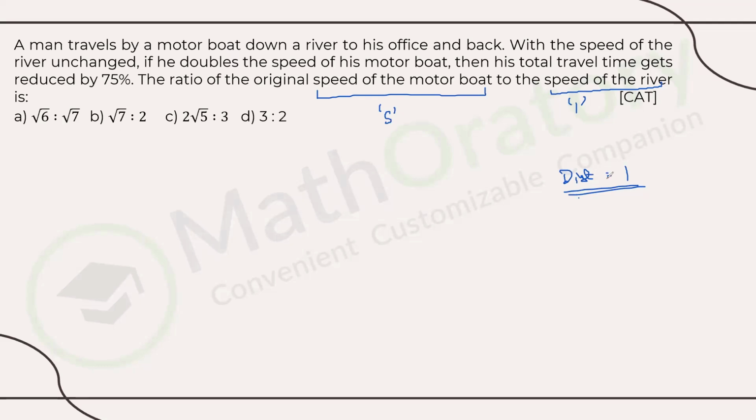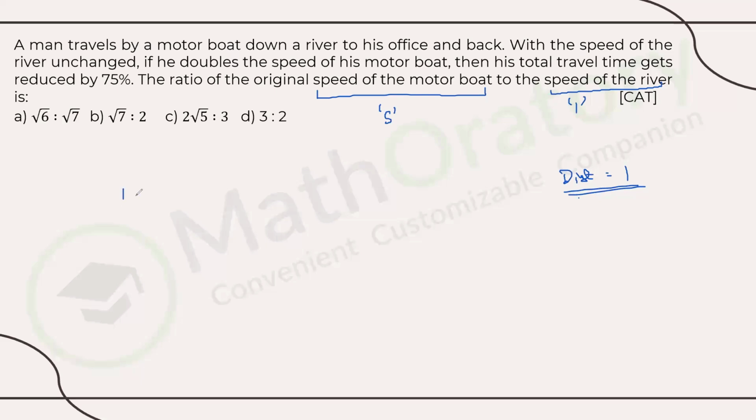So what I'm going to do is, using these numbers, I'm just going to calculate the time. So time for the original scenario. Let us look at the original scenario. He's going to the office and coming back, and he's taking a certain amount of time, right? One of the motions will be upstream, one will be downstream. It doesn't matter which one is which.